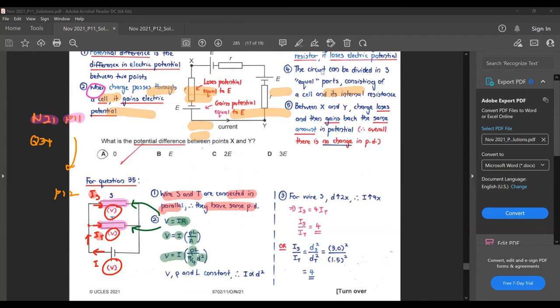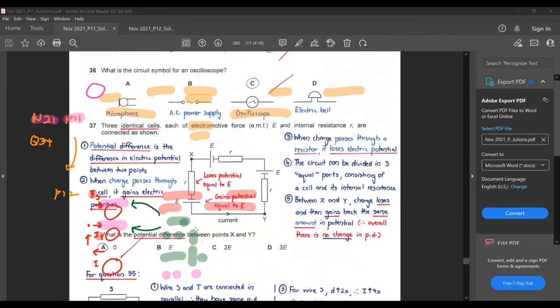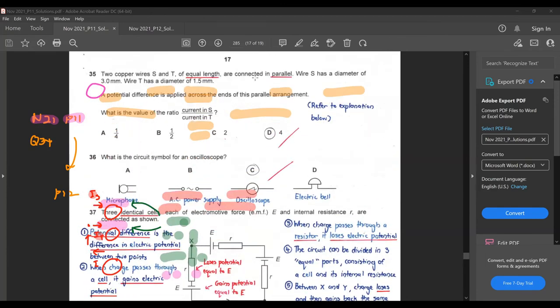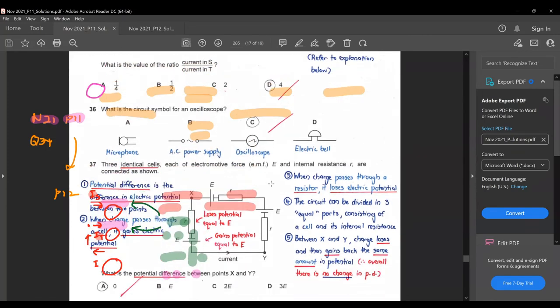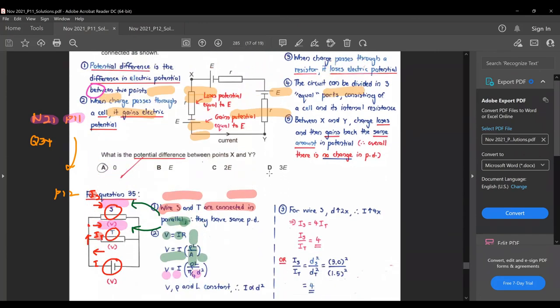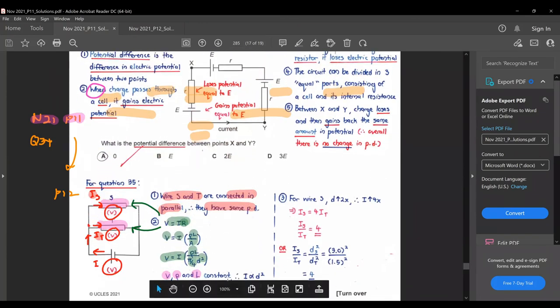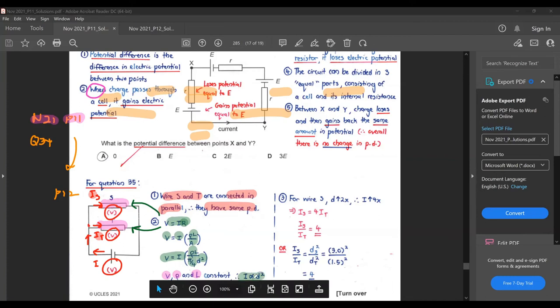Now, from what you know, the PD across each of the wires is the same. The length is the same, as well as the resistivity. If you look at the question, they mentioned that the length was the same, and also that both of them are made of copper, meaning they're the same material. So your rho is constant here. So rho, V, and L are constant. Eventually, you will come to this conclusion where you say that I is proportional to D squared.